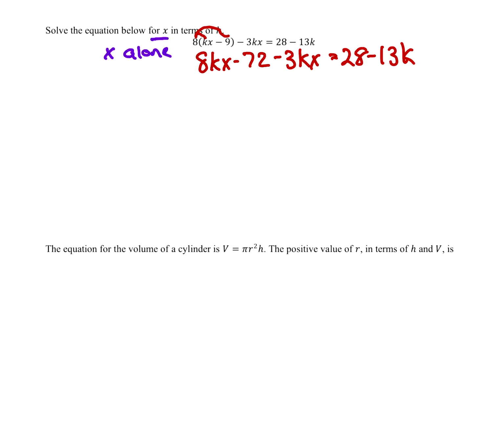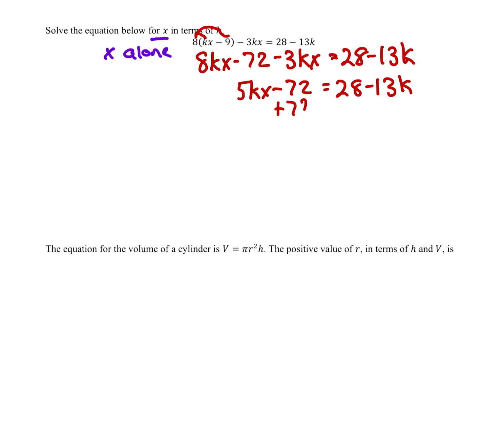Now we just need to add and subtract. The right side's good. The left side, we have some common terms to add together, or in this case, subtract. So that would be 5kx minus 72 equals 28 minus 13k. Okay, so we want to get x by itself. There's only x on the left, so we're good so far, but we need to keep going.